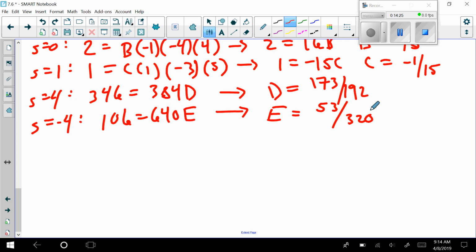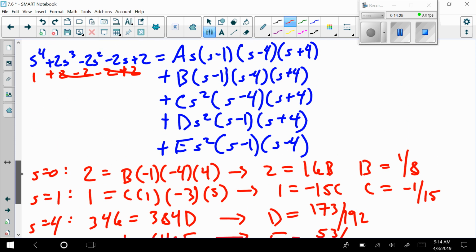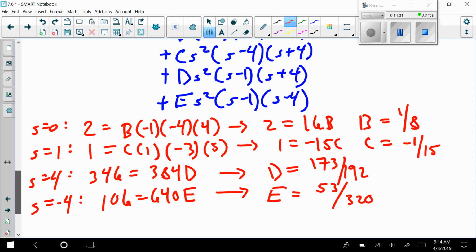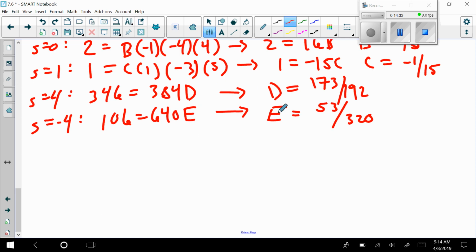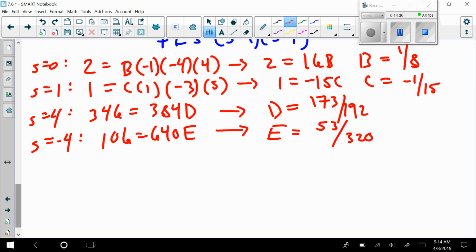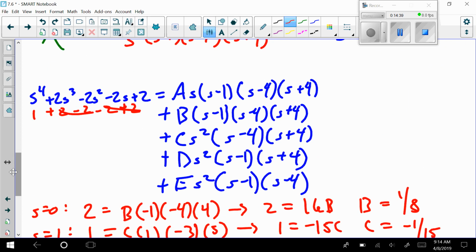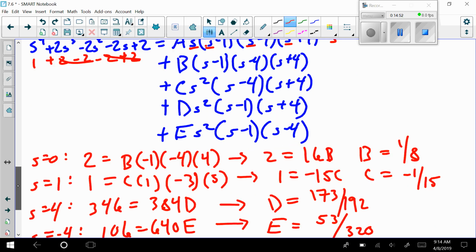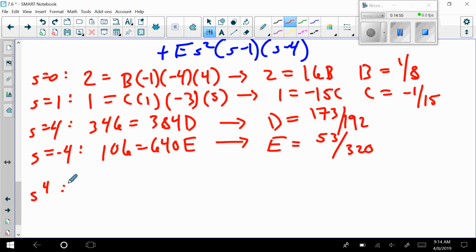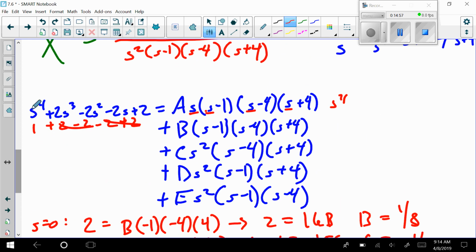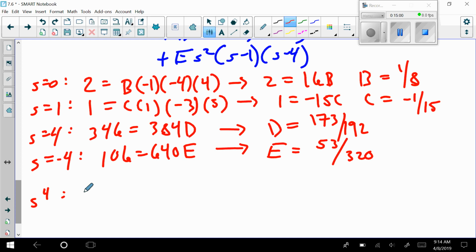The final one, I need to find out what, let's see here, I got B, C, D, and E, which means the only thing left to find is A. Well, when I look at A, we'd have A would be 1, 2, 3, 4. This would have an s to the 4th. So maybe I'll use s to the 4th power. Well, what's the coefficient on s to the fourth power? That's a 1. So it should be 1 equals A for sure because it's in there, right?